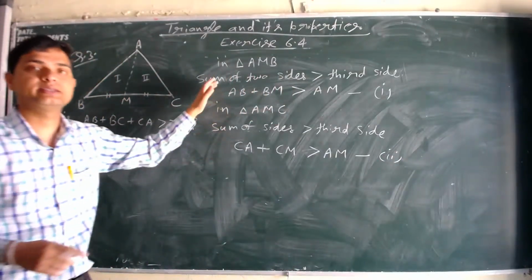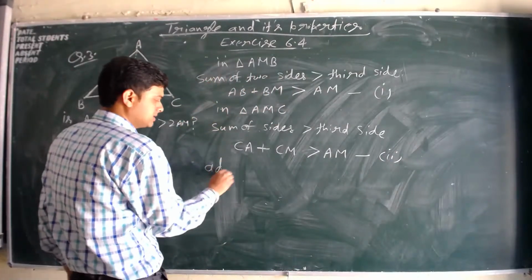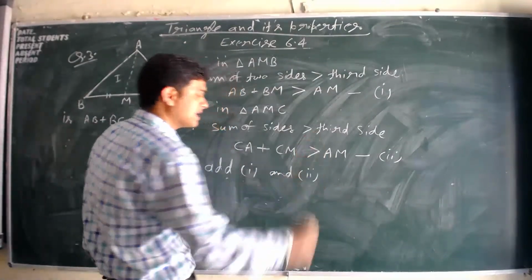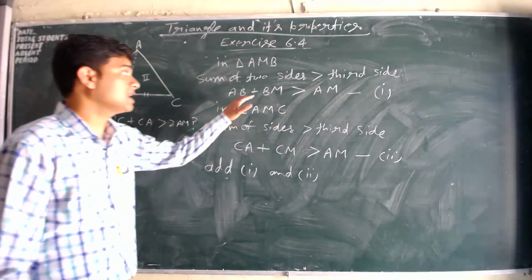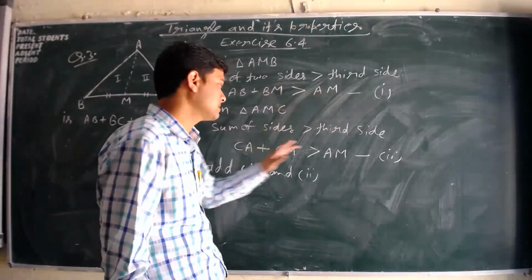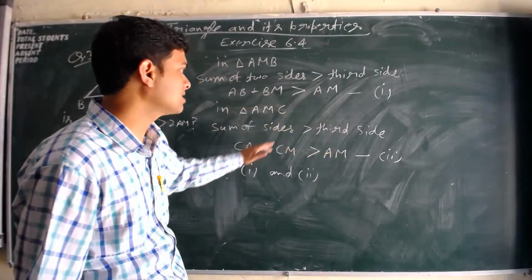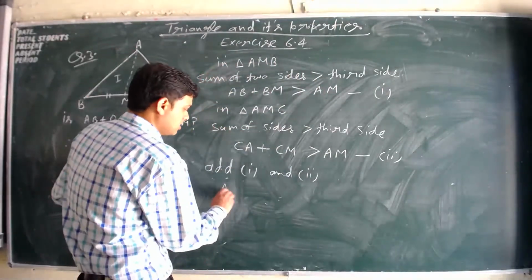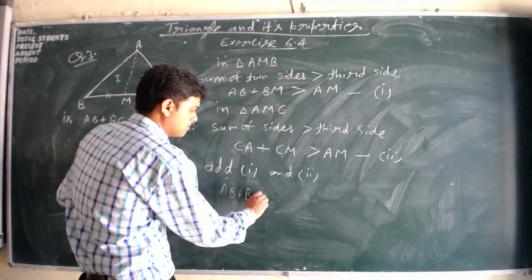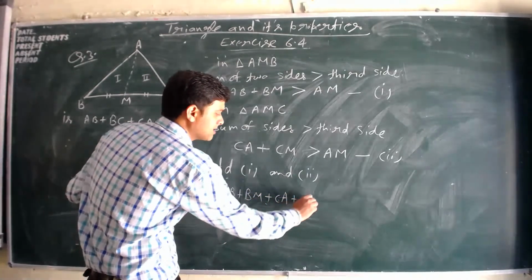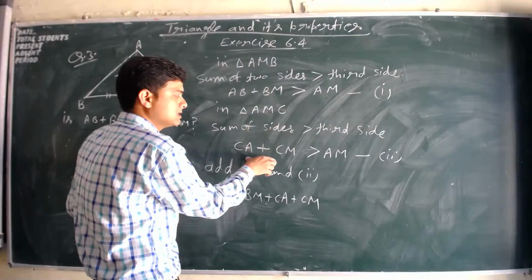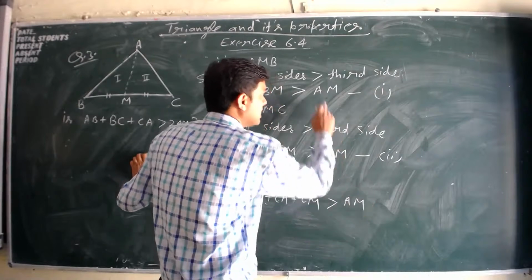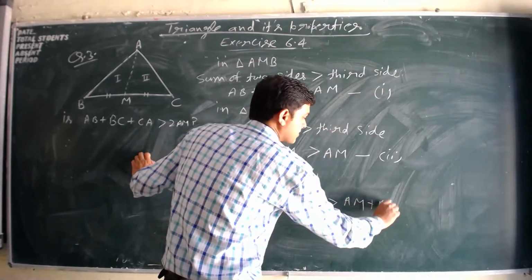Now we have to add these, okay, add first and second. अब ये कैसे ऐड करते हैं वो चीज ध्यान से देखो. इसमें एक LHS है और एक RHS है, इसमें भी एक LHS है RHS है, तो LHS को LHS में ऐड कर दो और RHS को RHS में. तो AB plus BM plus CA plus CM is greater than AM plus AM.